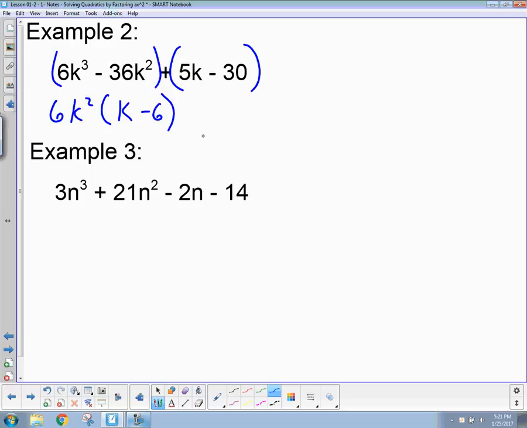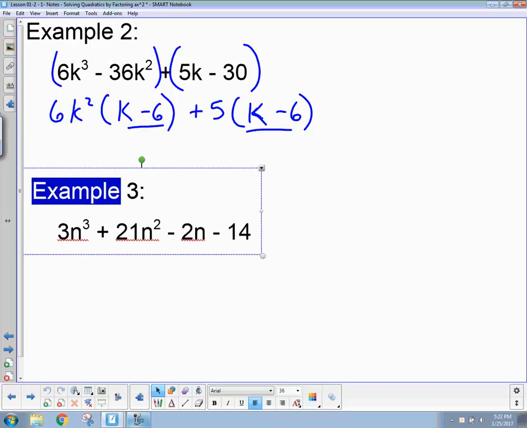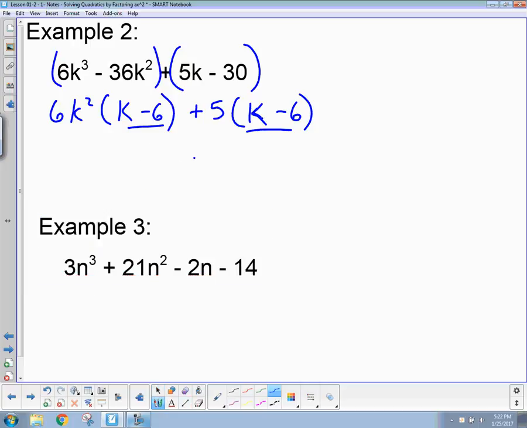Okay. Second one, we can pull a 5 out. So positive 5, and look what happens. K, negative 30 divided by 5 is negative 6. They're the same thing, so I know I'm done. Let me see if I can get this thing out of our way. There we go. Same thing, so we're going to stick them together. And then we're going to bring down our 5 and our 6k squared, excuse me. And then we're done.